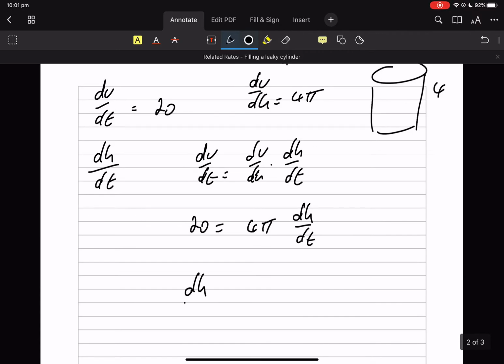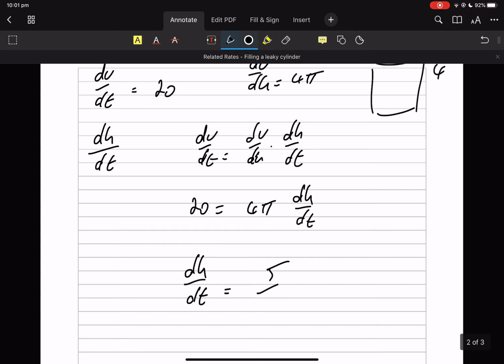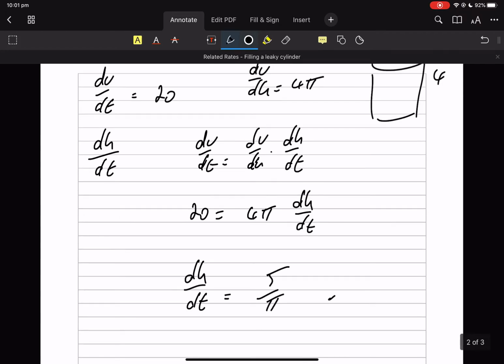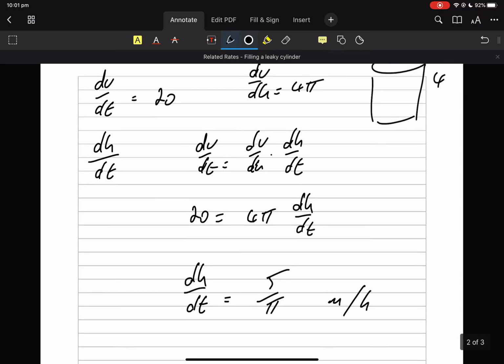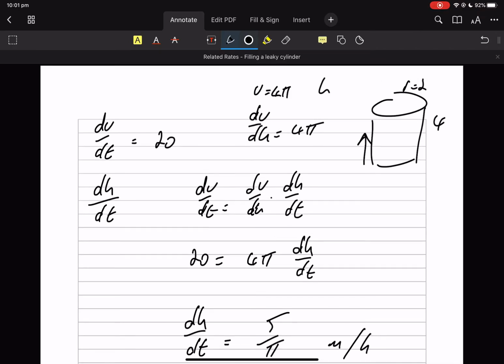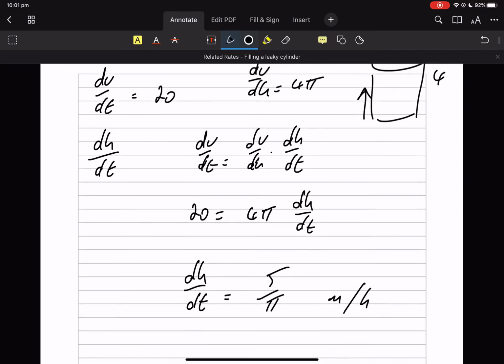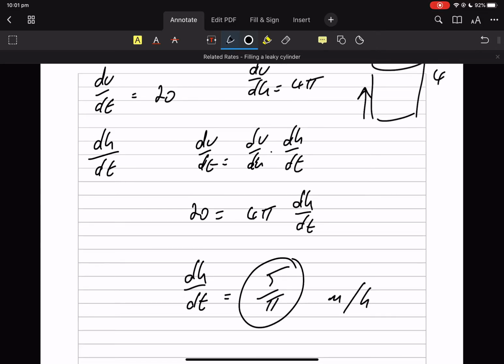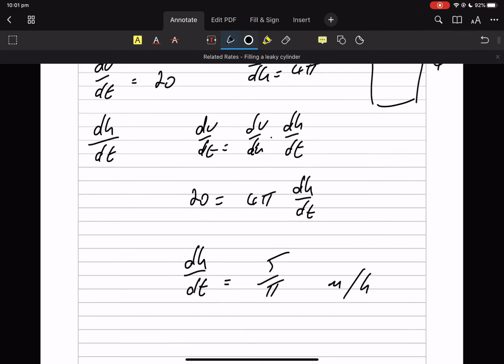So dH/dt will be 5 on pi. I guess you'd think that would be metres per hour. So every hour my height is going to go up by 5 on pi, clearly ignoring the fact that there's a leak.